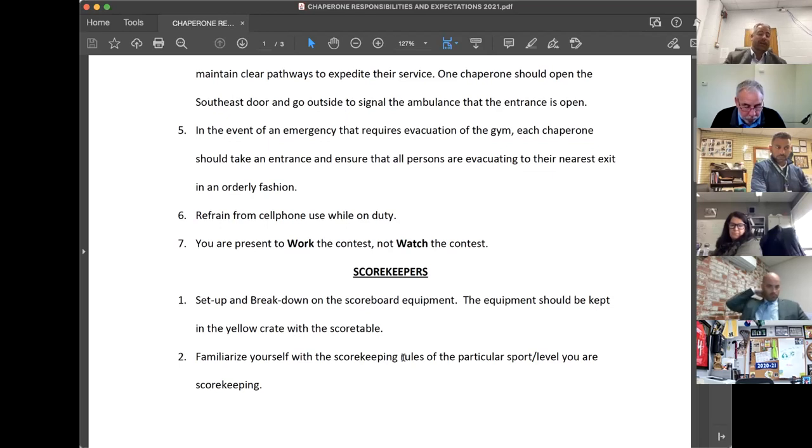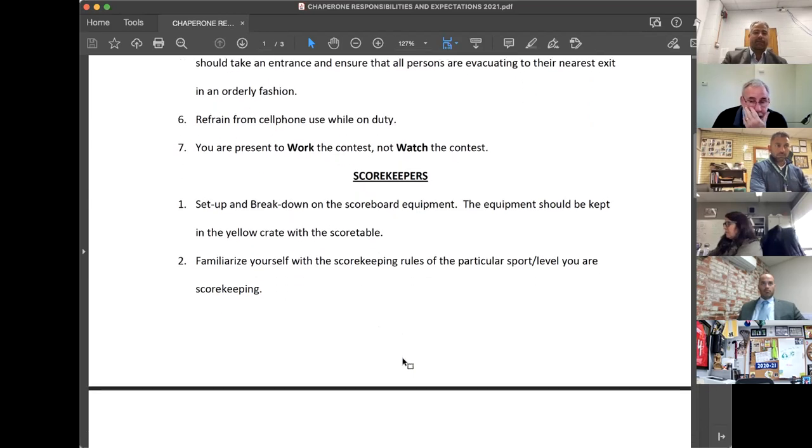scorekeeping. So, for the junior high down here, there's no shot clock. But at the high school, there's a shot clock, so you have to know the in-betweens of which level you're scorekeeping and what you're doing, and it's their job to familiarize themselves with that. So that's something that's given to them.